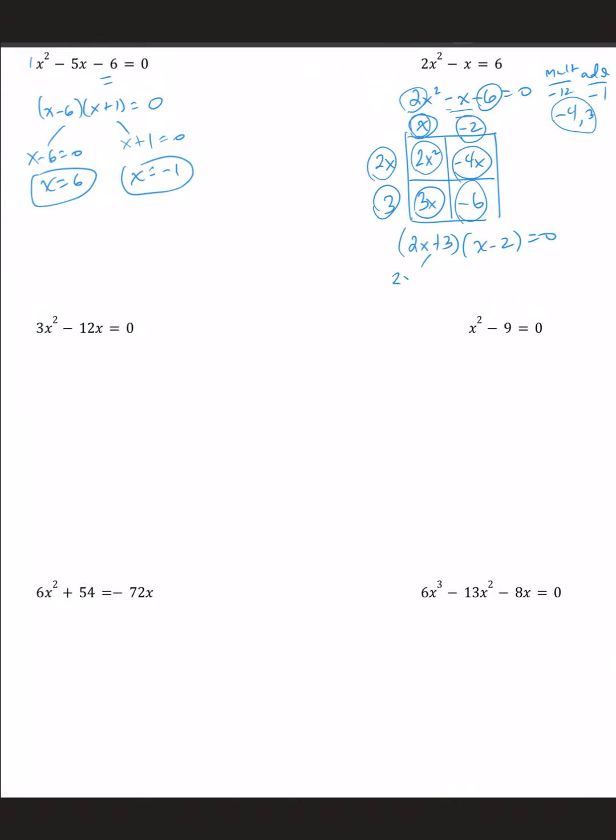So each factor equals 0, and I can solve for x. And again, if you did it by grouping, that's fine too.